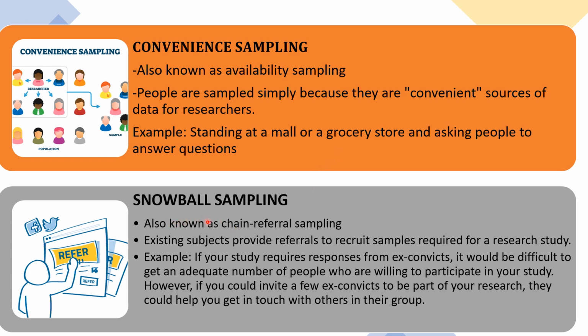Next is snowball sampling, also known as chain referral sampling. Existing subjects provide referrals to recruit samples required for a research study. Example, if your study requires responses from ex-convicts, it would be difficult to get an adequate number of people who are willing to participate in your study. However, if you could invite a few ex-convicts to be part of your research, they could help you get in touch with others in their group.